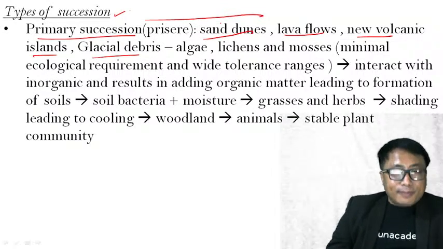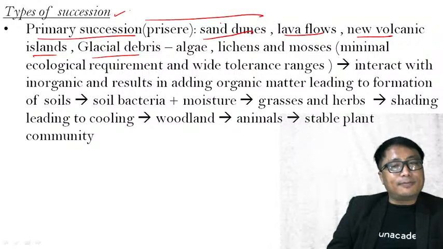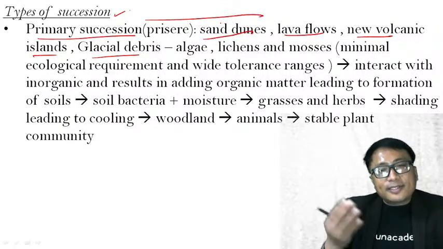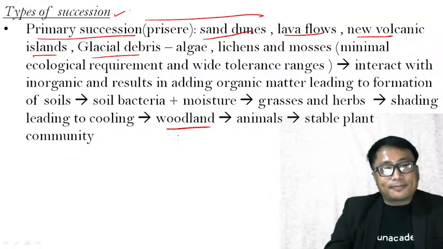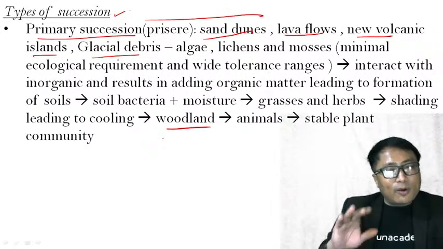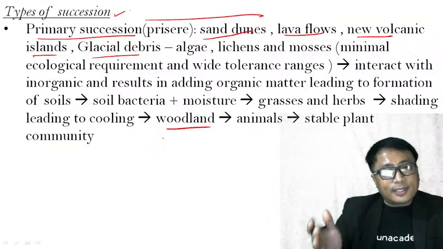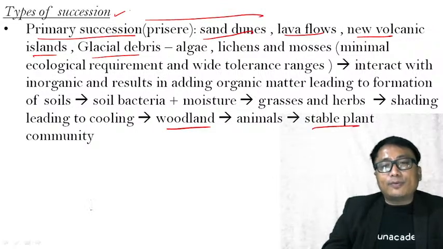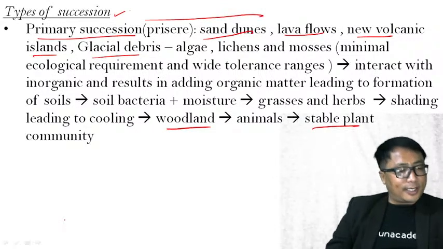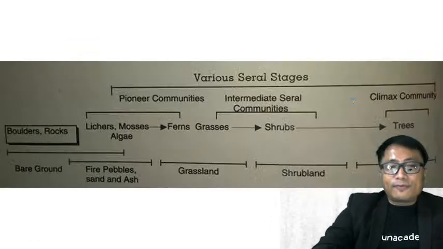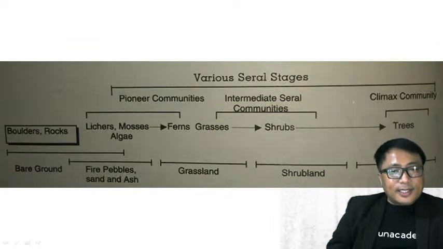Therefore, when it becomes better, at the same time grasses and herbs will give rise to a microclimate, in a sense resulting in cooling also. Therefore, finally grasses and herbs will give rise to a woodland. As the ecological succession proceeds along with the natural vegetation, grasses, herbs, and woodland, animals will also be there. Finally it will turn into a stable plant community or a forest community. That is how it proceeds. So from a very barren area to a full-blown forest. Clear? Various serial stages will be like this.